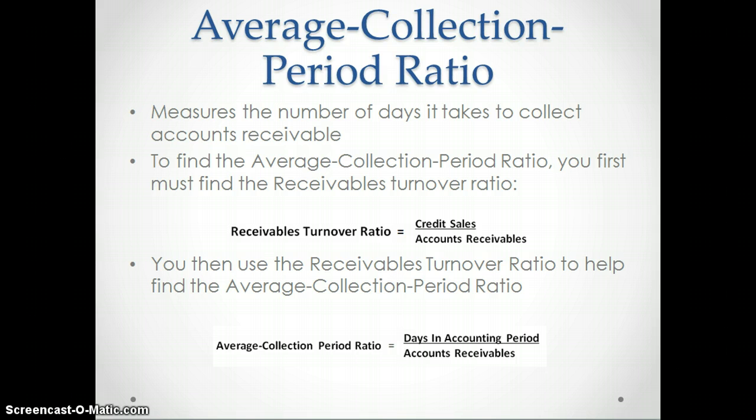Then you take the receivables turnover ratio and you plug it into the next portion as well. You will then use the receivables ratio to help find the average collection period ratio. For the average collection period ratio, what you need to do is take the days in the accounting period and put it over the accounts receivable turnover.